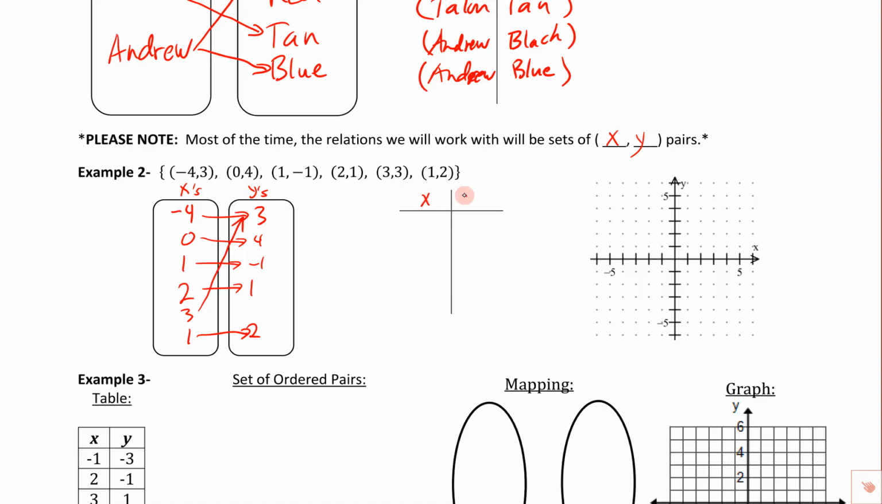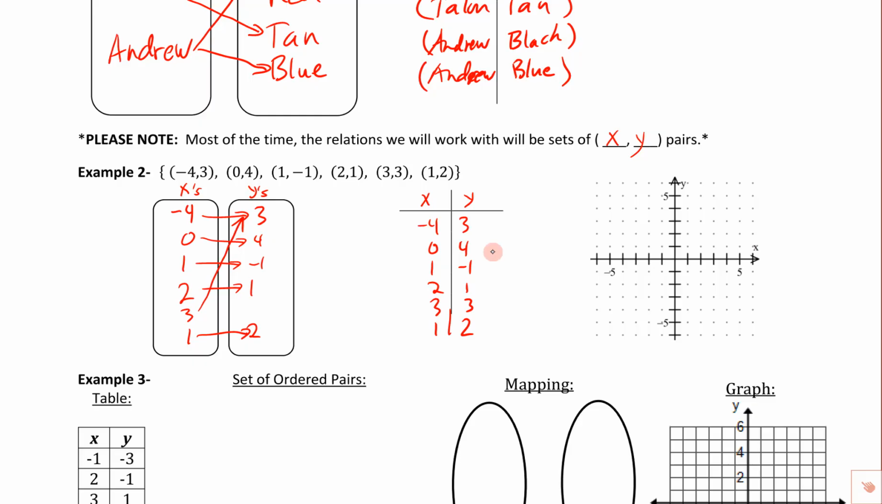So we're going to do an x and a y here, and then we're just going to do -4, 3, 0, 4, 1, -1, 2, 1, 3, 3, and then 1, 2. Okay, so we've gone from the set to the mapping to the table, and then the last thing we're going to do here is we're going to go ahead and graph this.